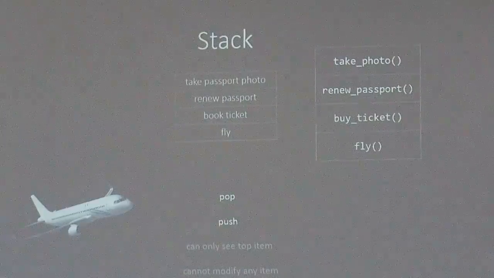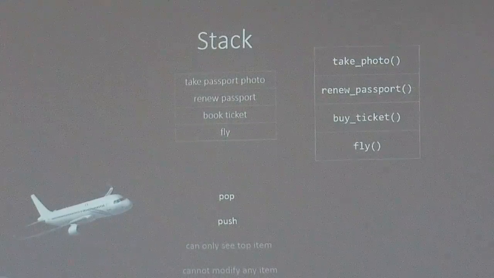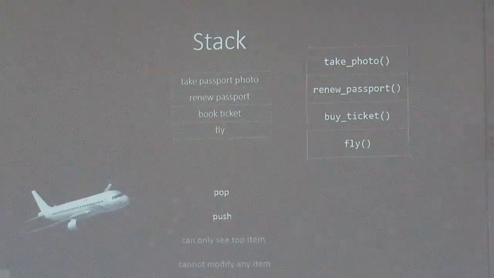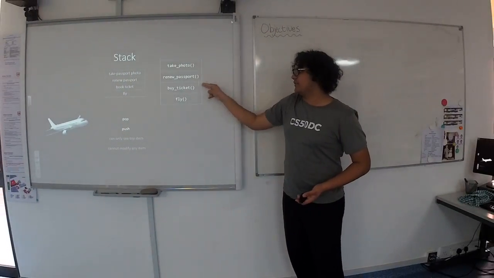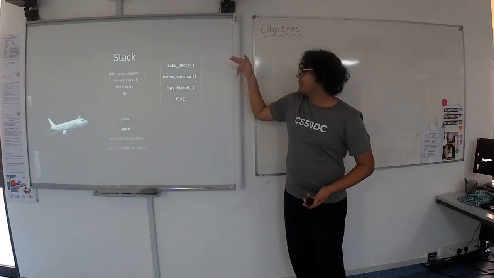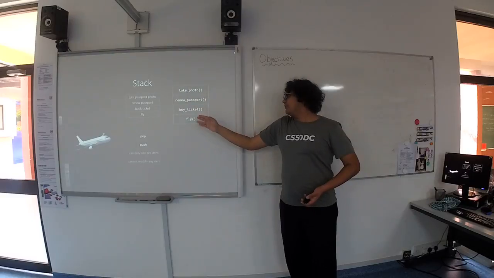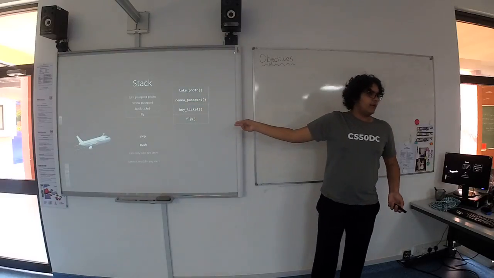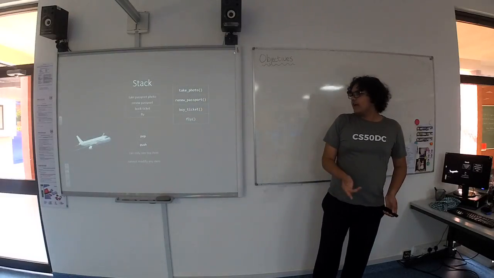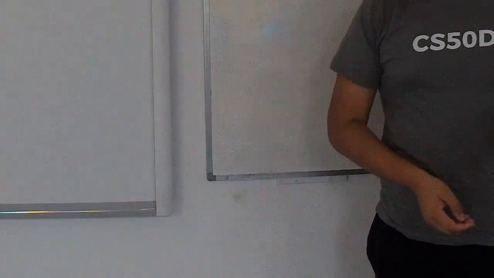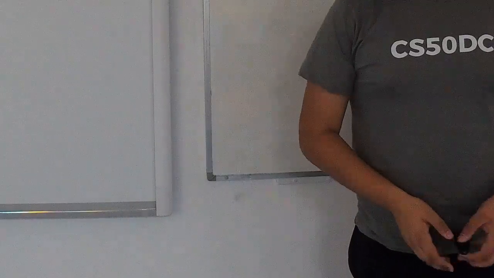It gets added to the call stack, it evaluates, once it's done, it gets pushed off the stack. And then you can continue with the previous function. So if you took your photo successfully, renewed your passport, bought your tickets, all these three would get pushed off, then you could successfully take your flight. And this is the concept of a stack, which is probably the most important data structure out of the three that I've talked about today.